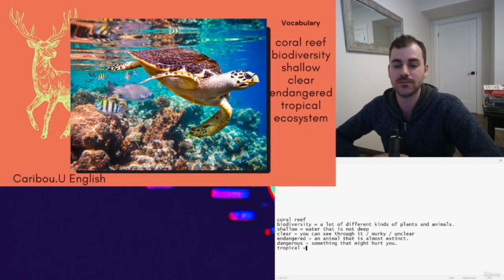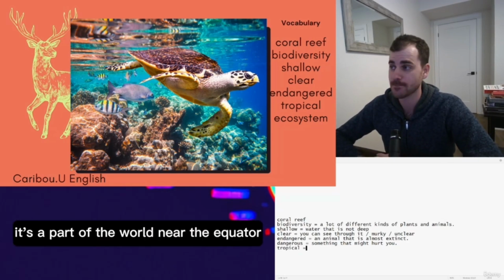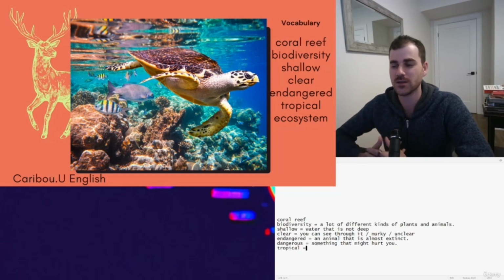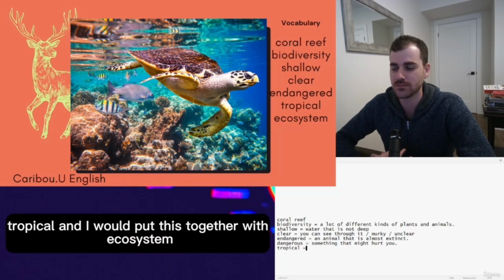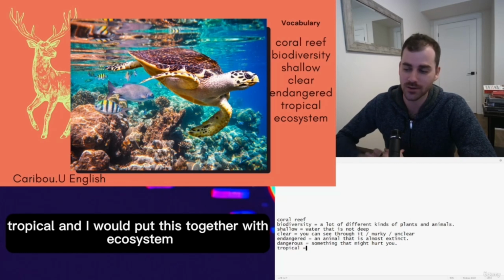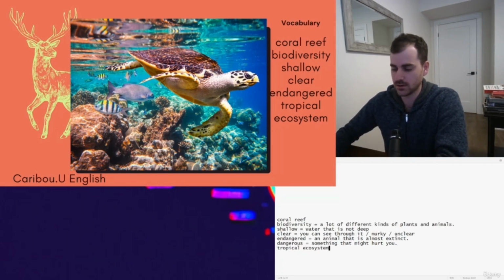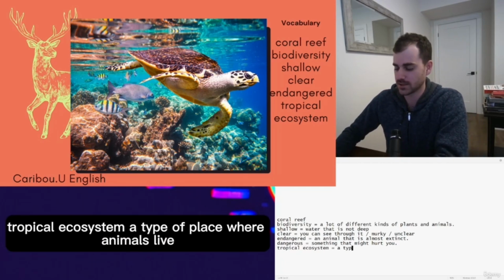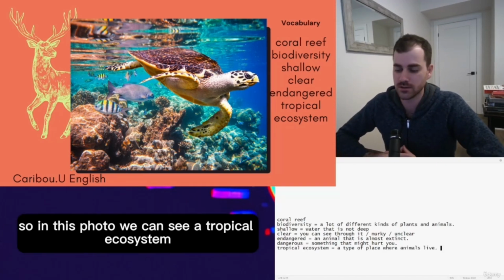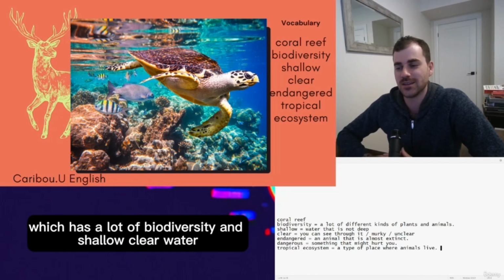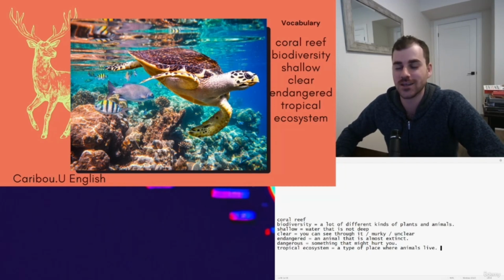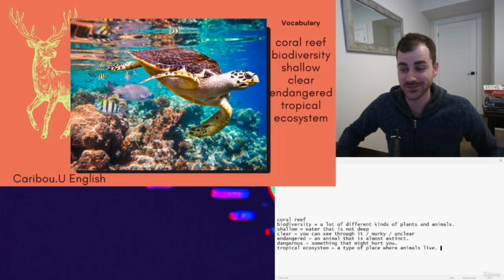Tropical. It's a part of the world near the equator. Tropical. And I would put this together with ecosystem. Tropical ecosystem, a type of place where animals live. So in this photo, we can see a tropical ecosystem, which has a lot of biodiversity and shallow, clear water. There's a beautiful sea turtle, which sadly is endangered.